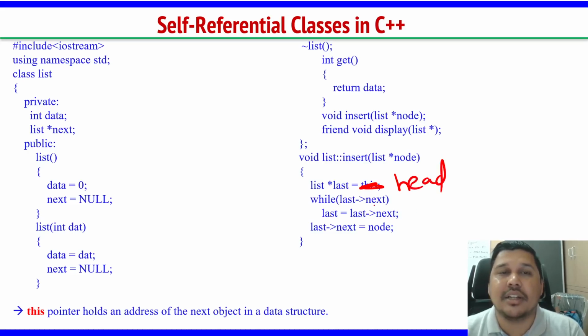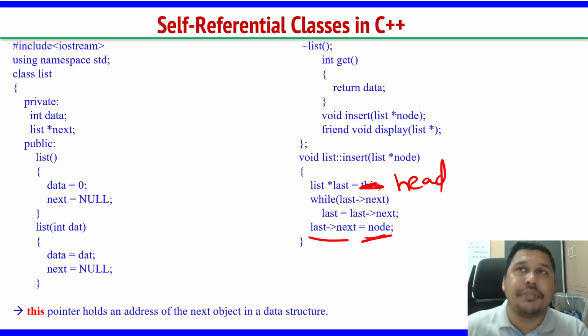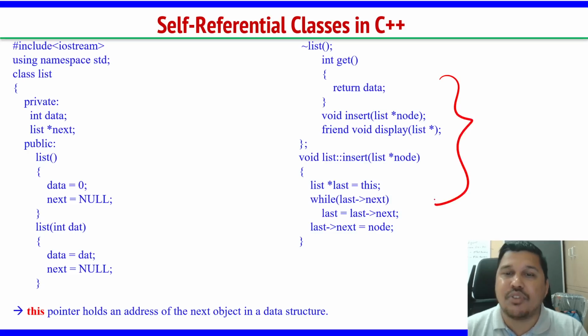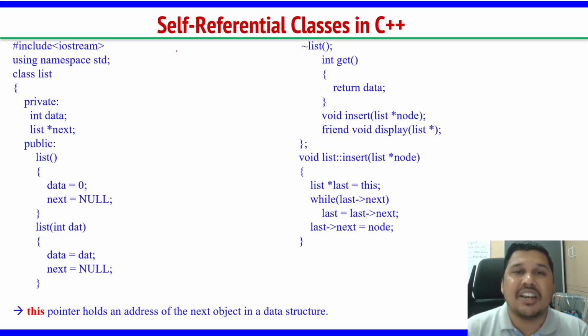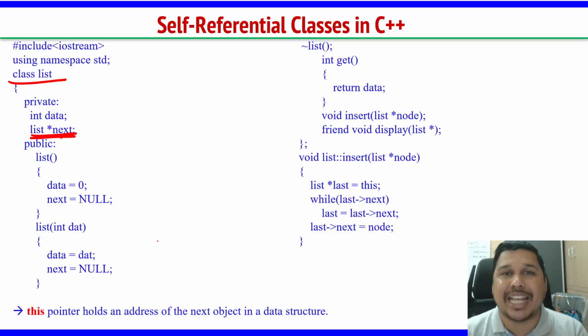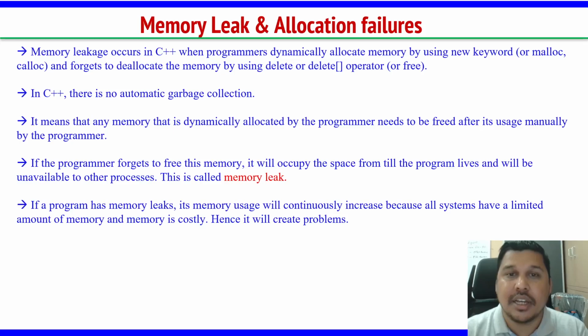That is head. Instead of writing head there, we are putting this. While temp next is not equal to null, I am writing temp equal to temp next. Then last next equal to node, that new node which I have created. It's like I am implementing a single linked list, adding data at the end of the list. We will see this implementation, but the ultimate goal here is to show you that self-referential classes mean inside a class you can have a pointer which points to the same class type, that is list type. Okay, so this is about self-referential classes in C++.